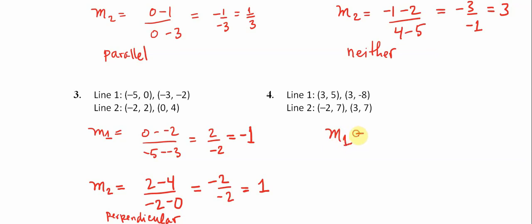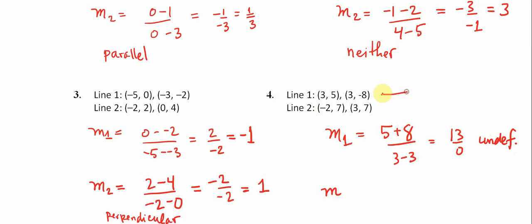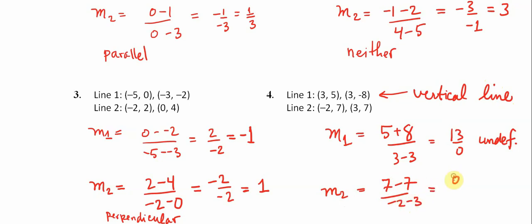The slope of the first line is equal to 5 minus negative 8, or 5 plus 8, divided by 3 minus 3, which gives us 13 over 0. And remember, anything divided by 0 is undefined. Okay, so this is a vertical line here that we're looking at. So just to be clear, this is a vertical line. Now M2, the slope is going to be 7 minus 7 over negative 2 minus 3. So this gives me 0 over negative 5, which is 0. And so this is a horizontal line.